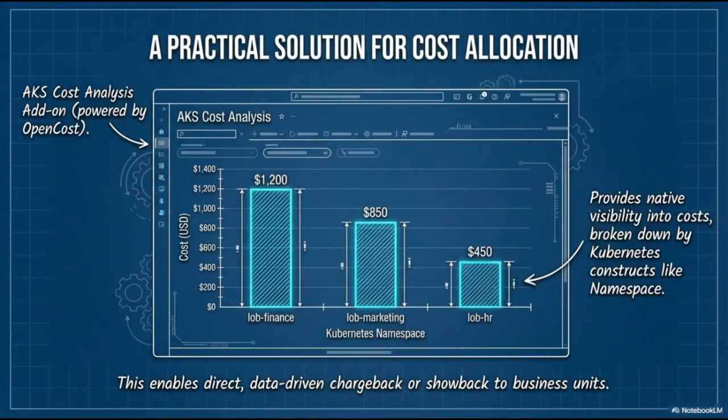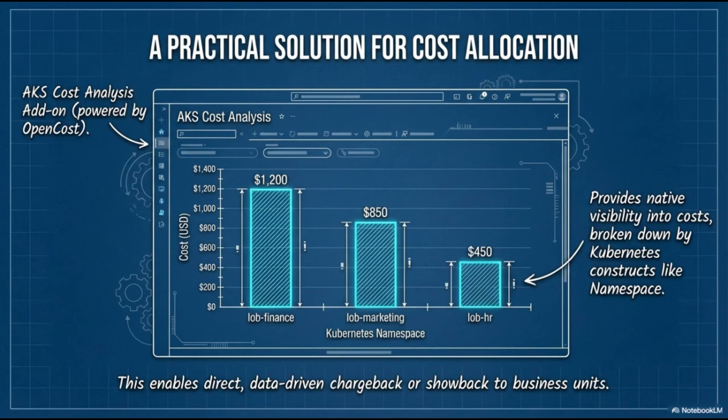Today, we are discussing a practical solution for cost allocation, the AKS Cost Analysis Add-on, powered by OpenCost. This tool provides native visibility into your expenses, broken down by standard Kubernetes constructs like namespaces. As illustrated in the chart, we can see specific cost distributions for different business units, such as finance, marketing, and HR. By leveraging this granular data, organizations can implement direct, data-driven chargeback or showback processes, ensuring financial accountability and transparency across all business units.